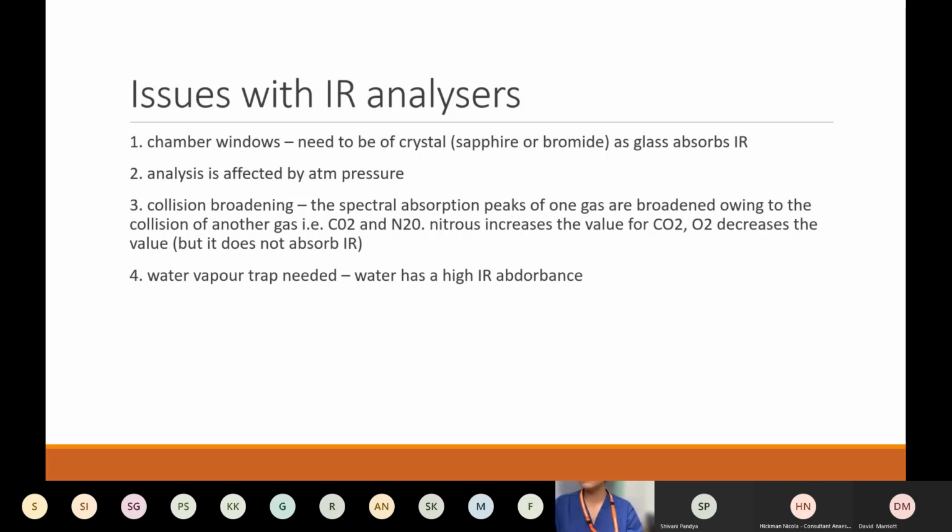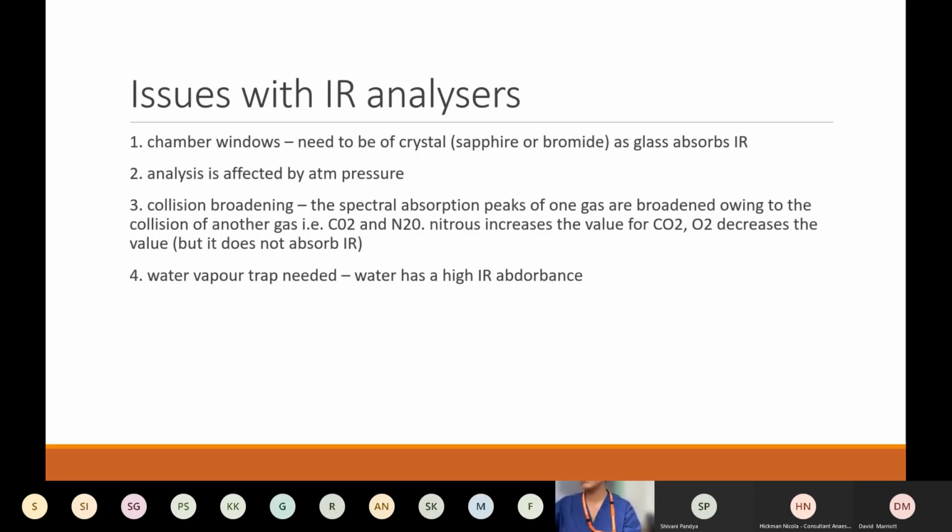So there are several issues with infrared analyzers. First of all, the chamber windows are made of a crystal, either sapphire or bromide, because glass absorbs infrared and therefore it will give you an inaccurate value. And it's also affected by atmospheric pressure changes.